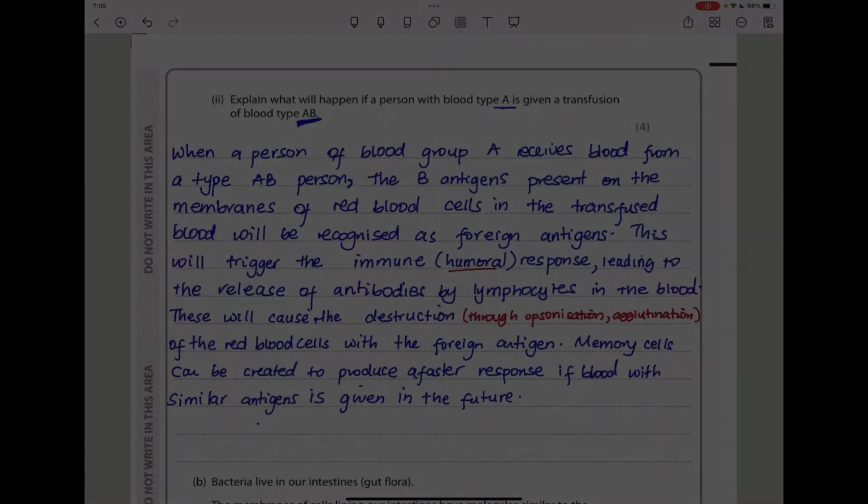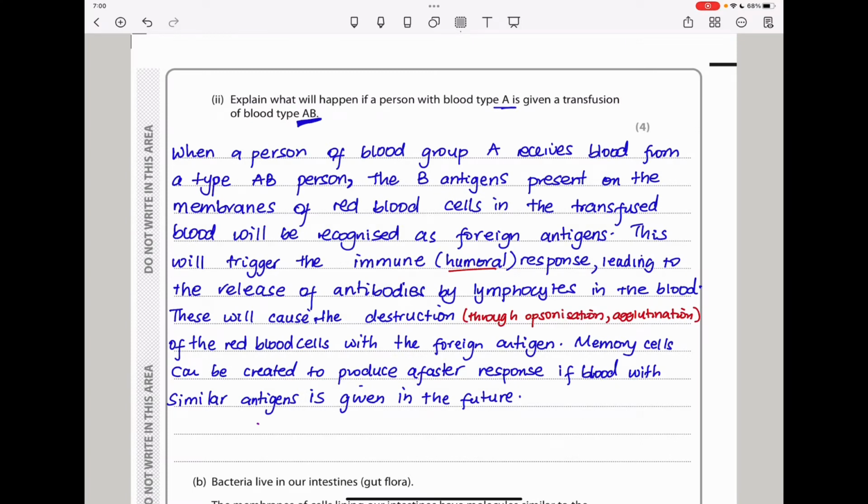So let's continue. Explain what will happen if the person with blood type A is given a transfusion of blood type AB. Of course, the person who has blood type AB has both A and B antigens, while this one just has A antigens. So the B antigens will be detected as foreign antigens. So I said, when a person of blood type A receives blood from a type AB person, the B antigens present on the membranes of the red blood cells in the transfused blood will be recognized as foreign antigens. This will trigger the immune response, leading to the release of antibodies by lymphocytes in the blood.